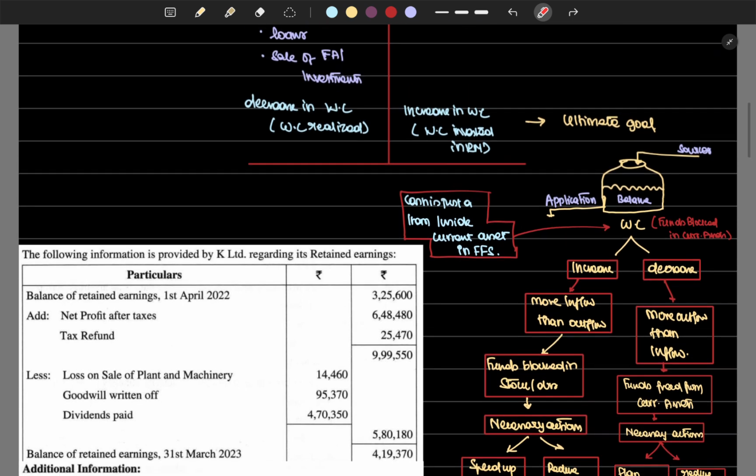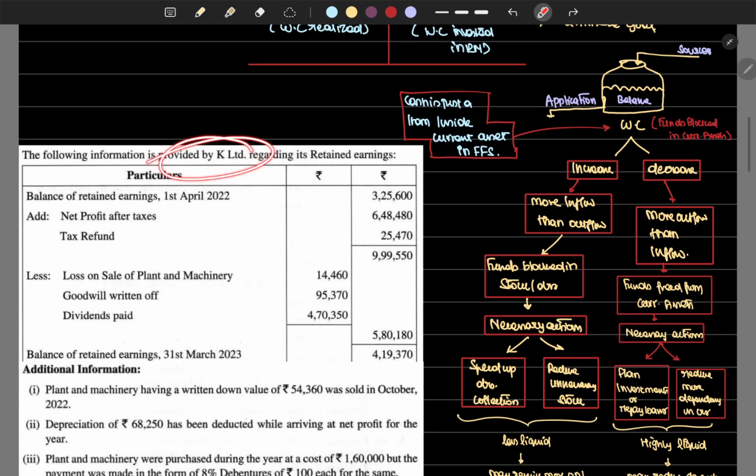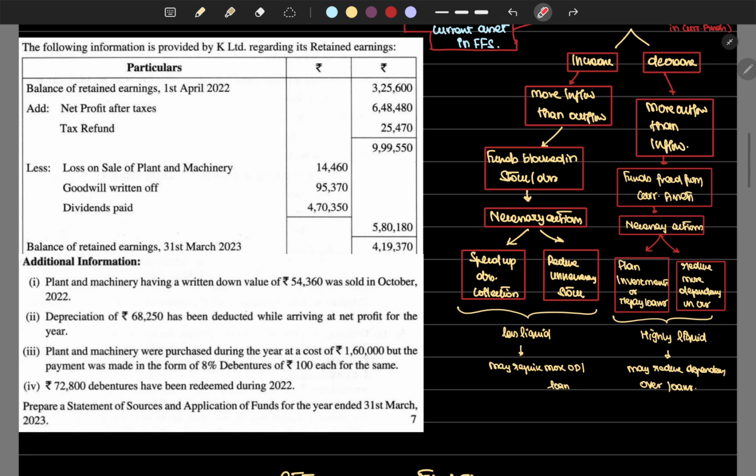Let's quickly jump into the problem. The following information is provided by K Limited. They have provided the table of retained earnings: balance of retained earnings, net profit, and tax refund. Loss on sale, goodwill, and dividends have already been adjusted. This is the adjusted net profit, but these other things are not adjusted. Let's see what they have given. Plant and machinery having a written down value of 54,000 has been sold at a loss, and they have given the written down value and the loss on sale.